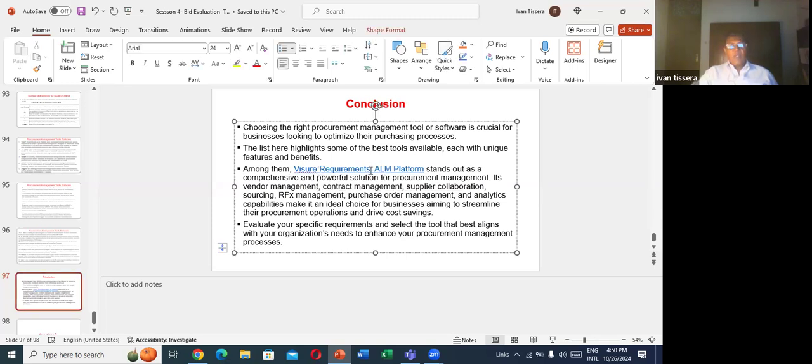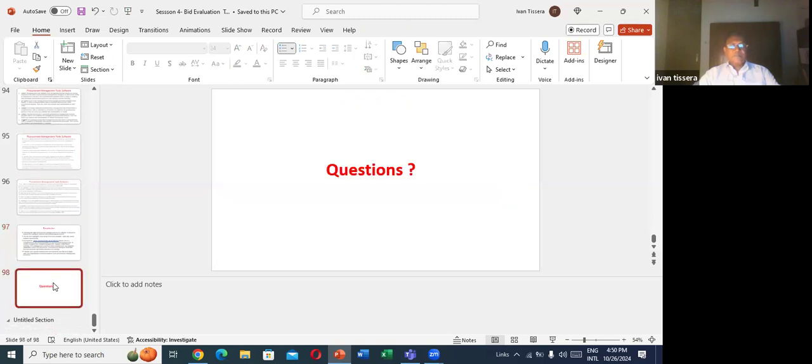I think virtue and alarm platform stand out as a comprehensive and powerful solution for procurement management. It has vendor management, contract management, supplier collaboration, sourcing, RFA management, purchase order management, whatever. Evaluate your specific requirements and select the tool that best aligns with your organization's needs. So that is some of the software available for your understanding or your knowledge. That's all I can discuss.